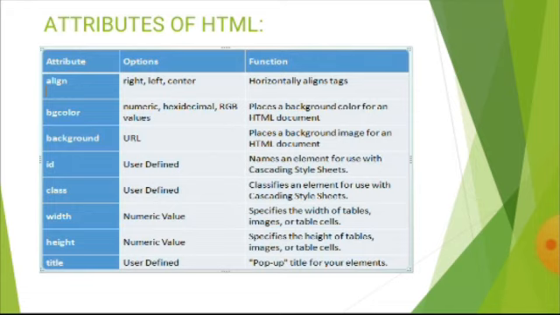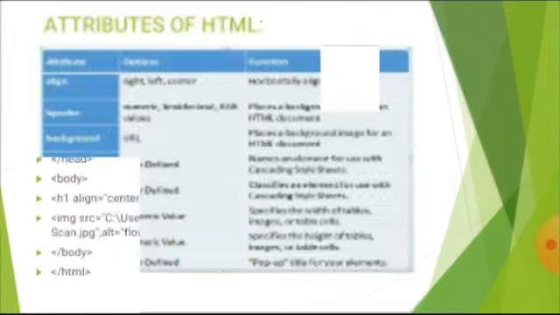Width specifies the width of the table, image, or the table cells. What is meant by table cells? We will see that at the time of coding a table. Then height also specifies the height of the table and images. We will see it.